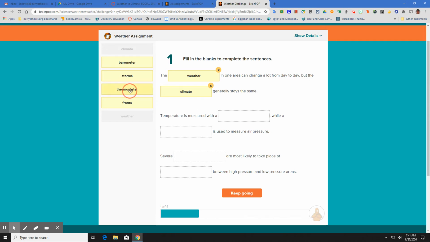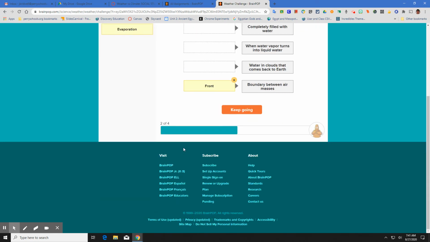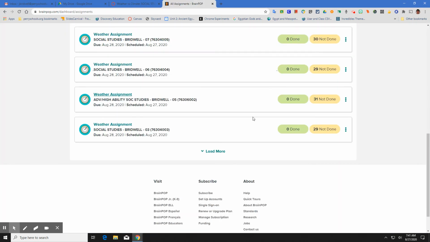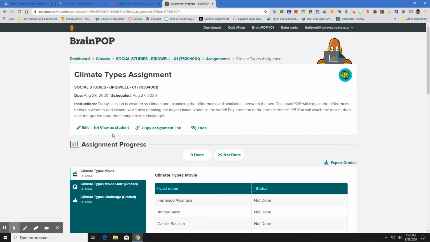Temperature is measured with a thermometer, and a barometer is used to measure air pressure. Severe storms, like we have today, are most likely to take place at fronts between high pressure and low pressure areas. Boom, we get that going. You then bump down to the next one, and then you fill in the blank. Once you get done there, you're done. You'll then make your way back to assignments, and then you'll complete the climate types assignments.